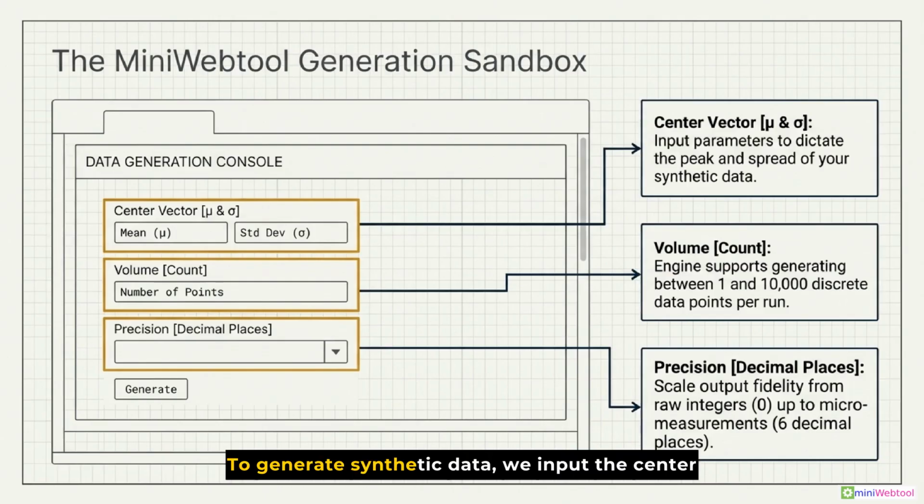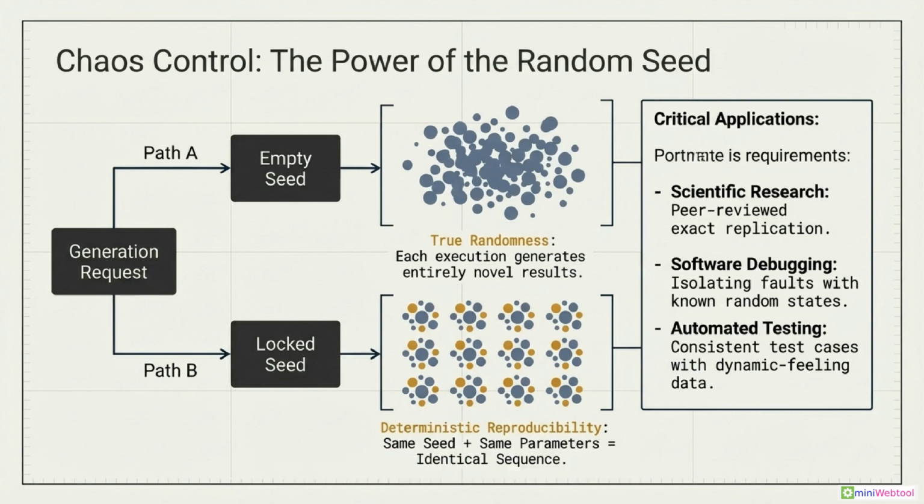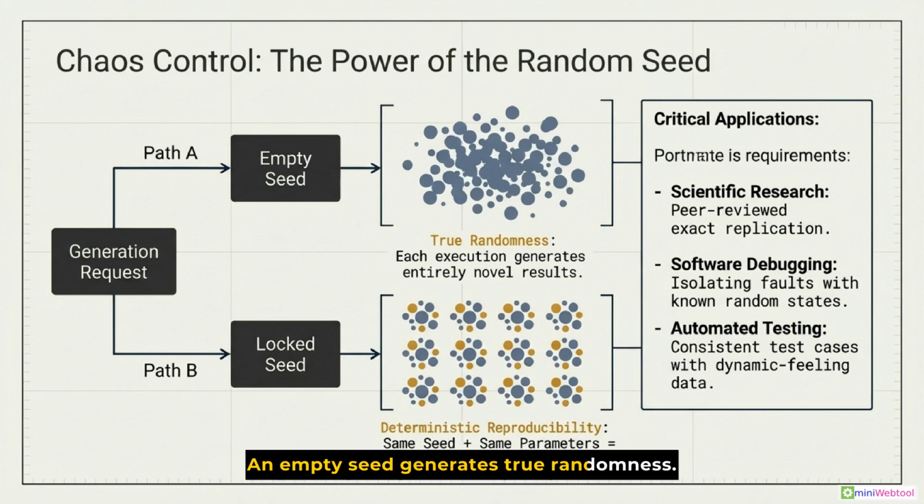To generate synthetic data, we input the center vector, which includes the mean and standard deviation, the volume or count of data points, and the required precision or decimal places. The random seed is essential for chaos control. An empty seed generates true randomness. A locked seed ensures deterministic reproducibility, which is vital for scientific research and automated testing.